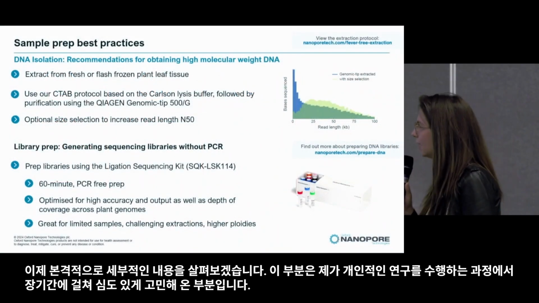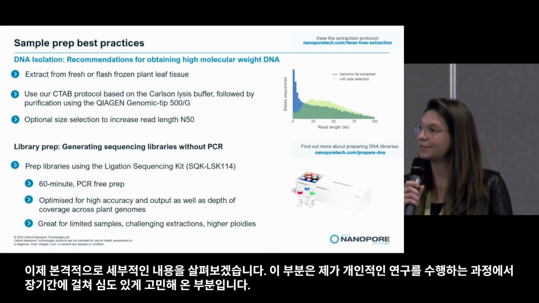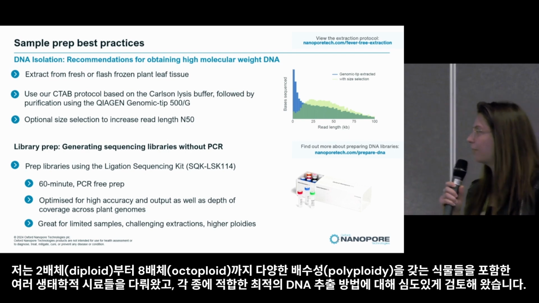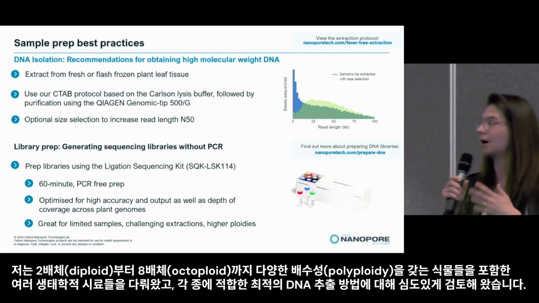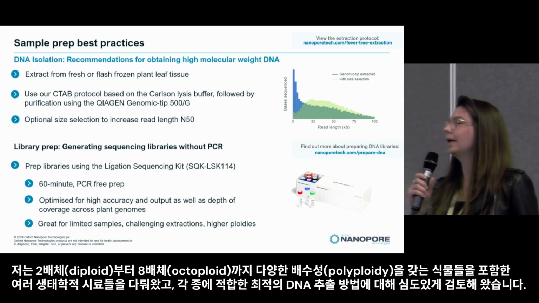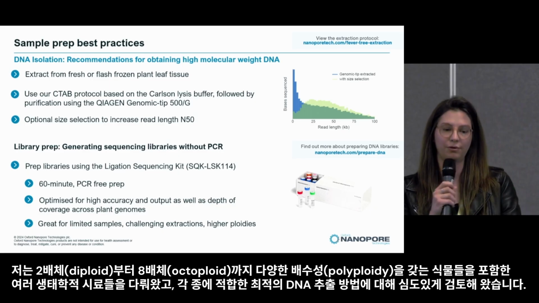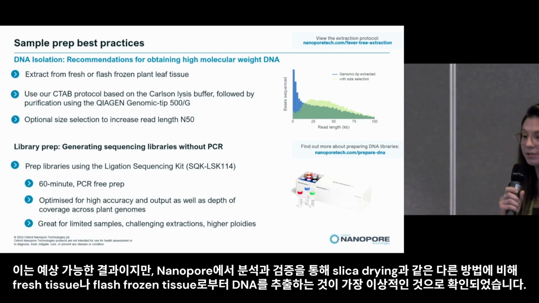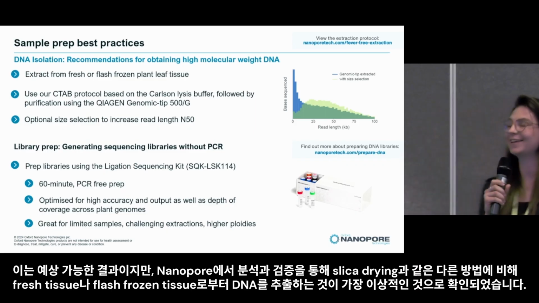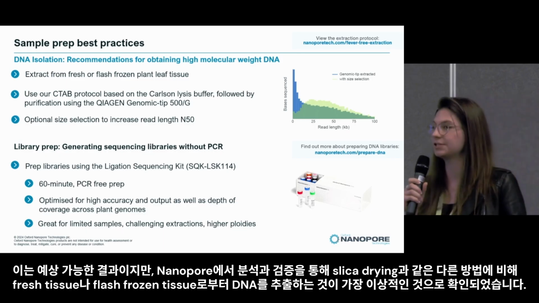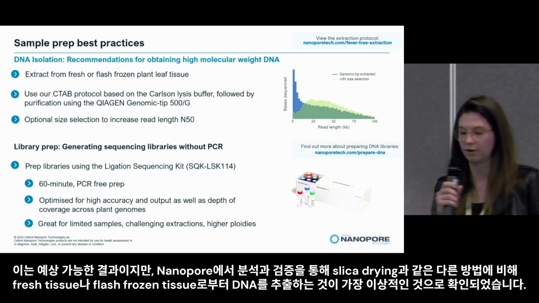So let's get into the nitty-gritty of it. This is something I, in my own research, spent a lot of time thinking about. I dealt with many ecological samples, plants that ranged from diploid to octoploid in polyploidy, and thought a lot about optimal extraction methods for those species. What I found, and what we have found at Nanopore, this is probably not surprising at all, is that extracting from fresh or flash frozen tissue is ideal over other methods like silica drying, for instance.